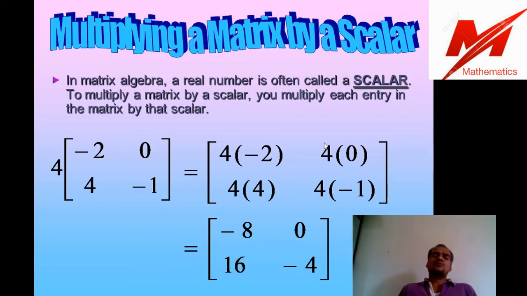Here, the order of the matrix is 2 by 2 because it has 2 rows and 2 columns. The first row is -2, 0, the second row has elements 4, -1. This matrix is multiplied by a scalar, that is 4. So in this case we have to multiply each entry, each element of the matrix, by 4. See, 4 times -2, 4 times 0, 4 times 4, 4 times -1. So we get the resultant matrix: -8, 0, 16, -4.